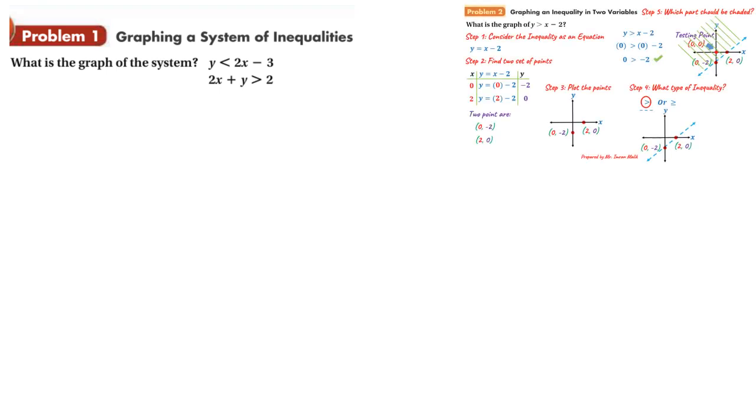In this example, we are going to explain graphing a system of inequalities. Before we look at the question, I hope you have already watched my previous lesson video on graphing an inequality in two variables. If you have not seen it, then I would suggest that you watch that video first. Right, let's have a look at our question for today.